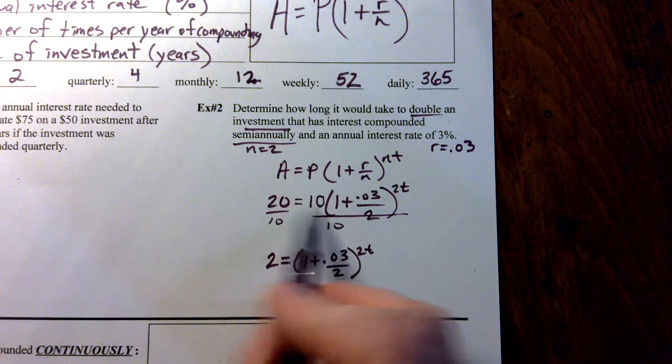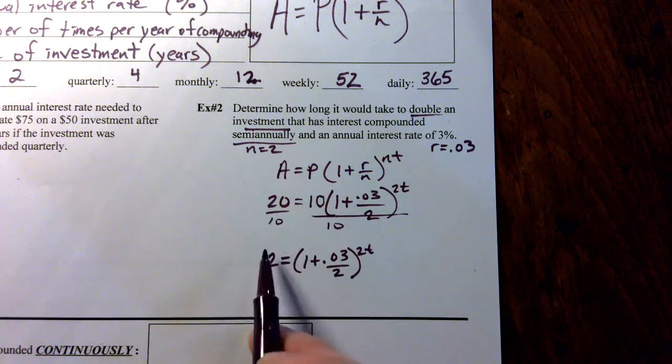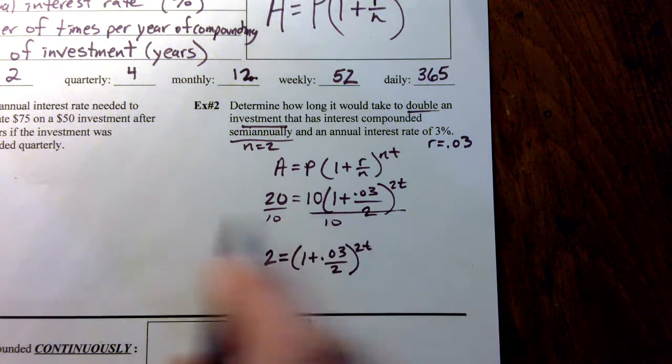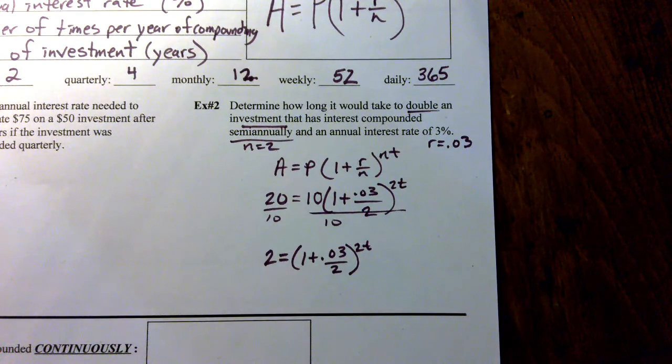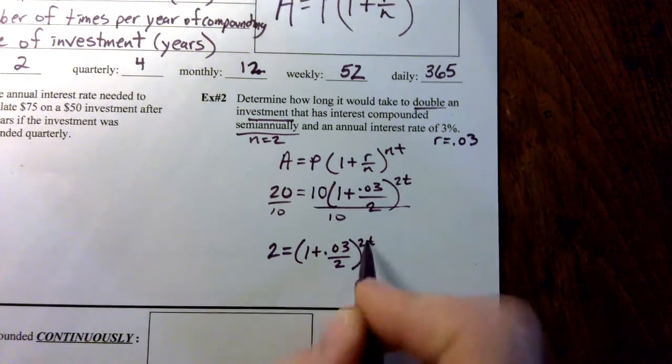If I would have picked 100, that would have been 200. So truly, when you're doubling or let's say tripling an investment, you can just start right at this phase, because that's always going to happen when you divide both sides there. Okay, but here we are now, and we need to get this out of the exponent.